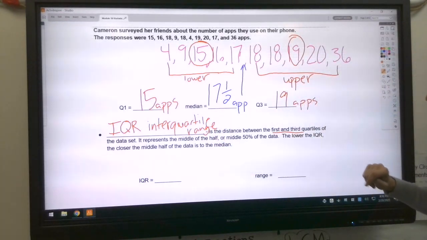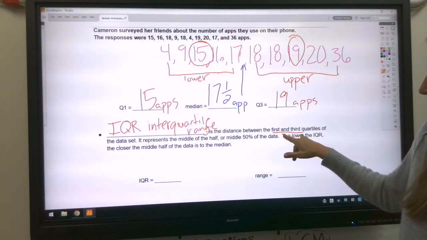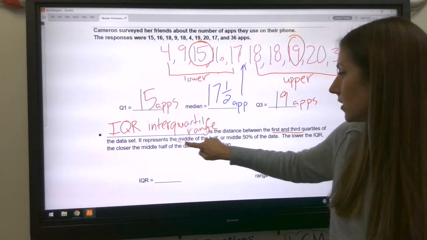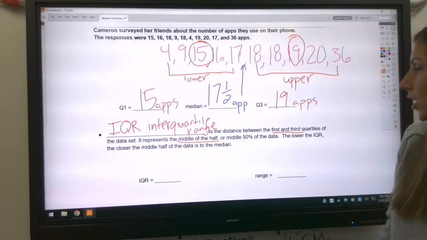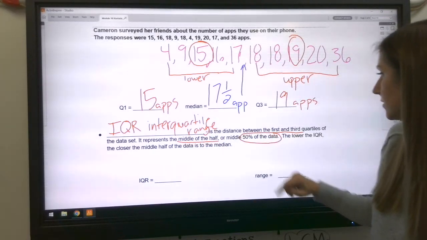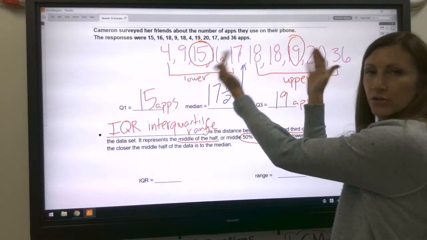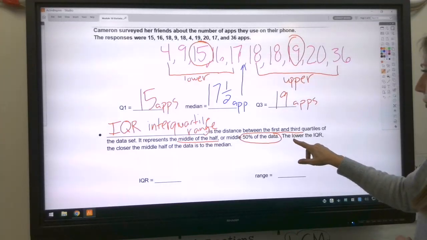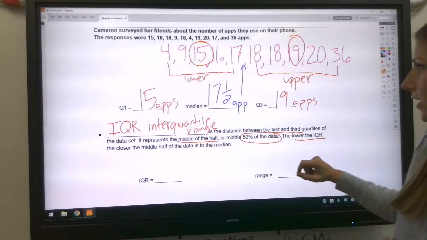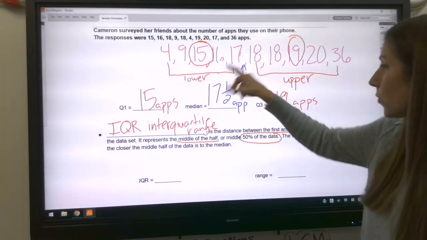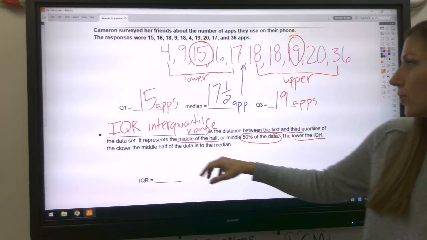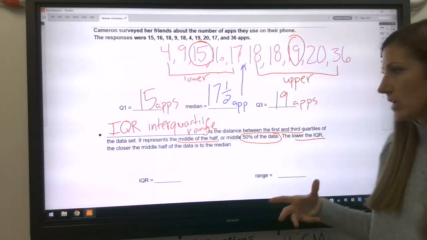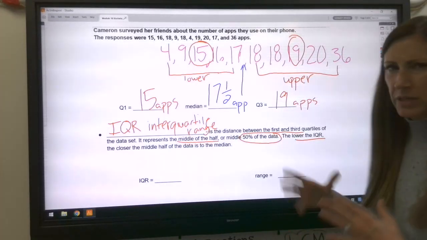All right, the interquartile range is the quantity between the first and the third quartiles. So it represents the middle half, or the 50%. If you're falling in here, you're in the middle 50% of the data. So the lower the interquartile range, the closer the middle half of the data is to the median. That was wordy. So let's look at that.